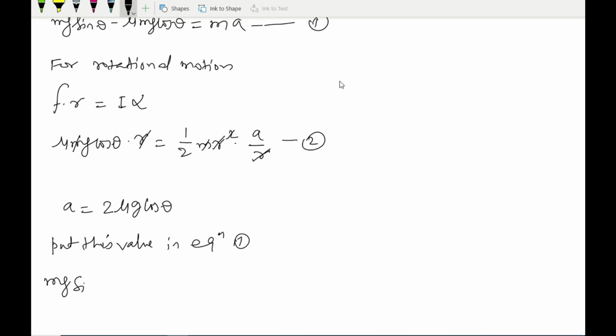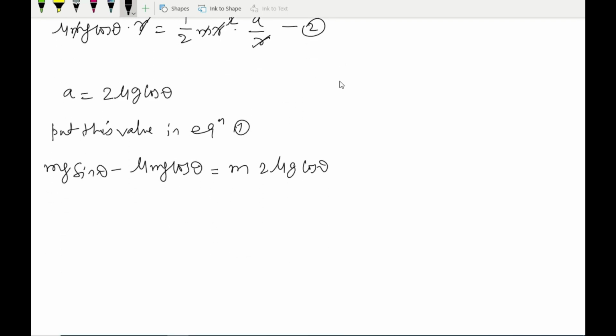Equation 1 is mg sin theta minus mu mg cos theta equal to ma. Ma is m times a, 2 mu g cos theta.